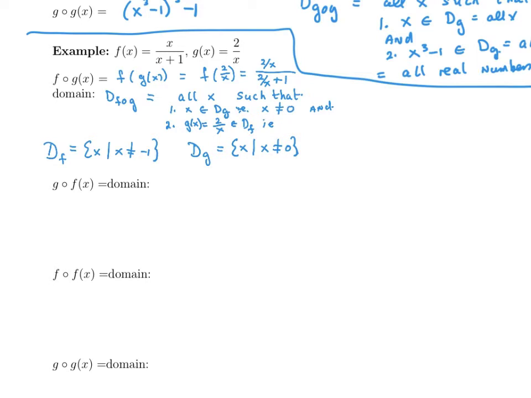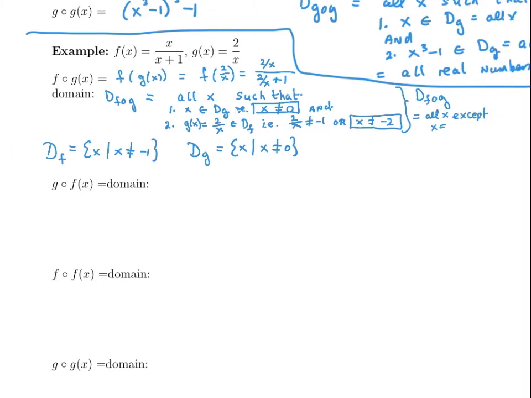And so that's the same as saying that 2 over x is not equal to minus 1, or x is not equal to minus 2. So we have two restrictions: x cannot be 0 and x cannot be minus 2. So that tells us that the domain of f after g equals all x except x equals 0 and minus 2.